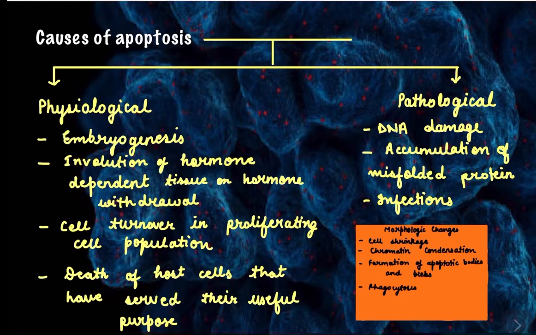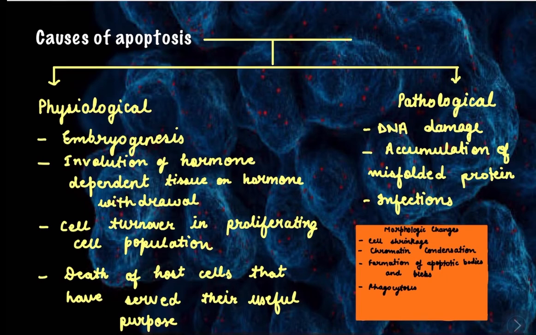Apoptosis occurs when there is cell turnover in proliferating cell populations, such as immature lymphocytes in bone marrow and thymus, or in the death of host cells that have served their useful purpose. For example, neutrophils in an acute inflammatory response, after they have served their purpose, will go through the process of apoptosis. Now coming to the pathological causes.